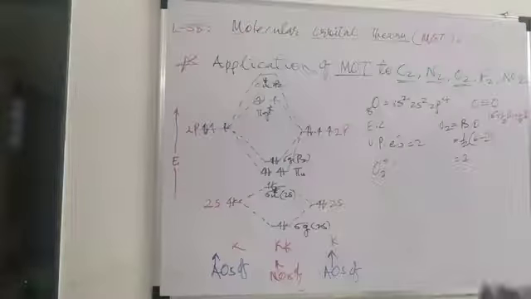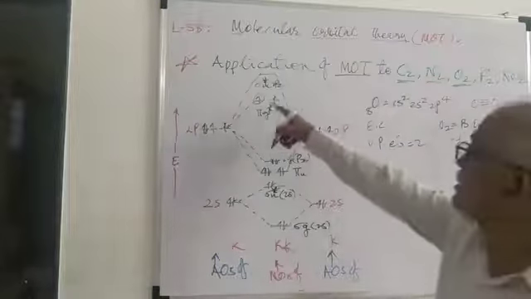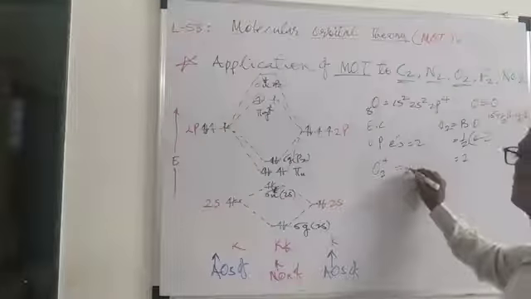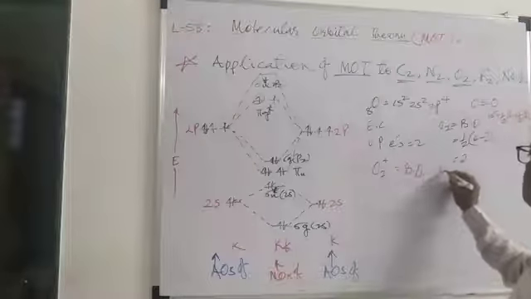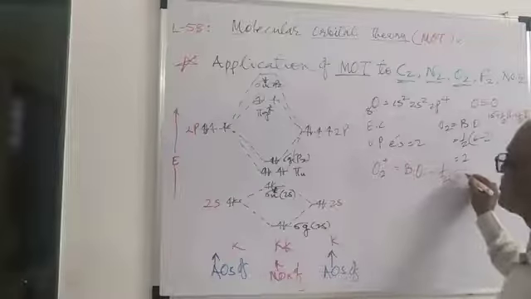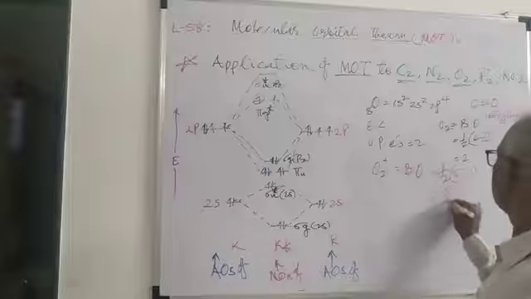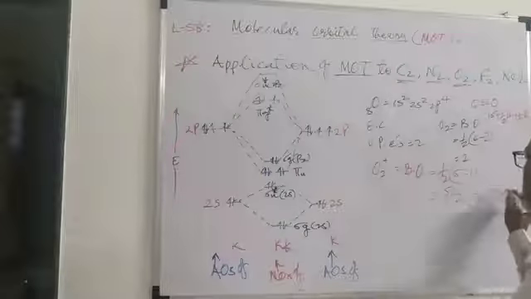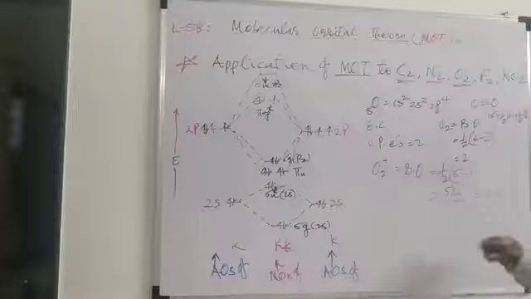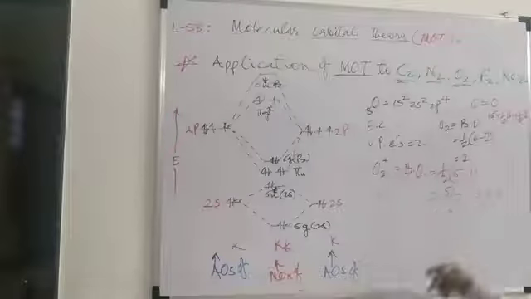Now in the formation of the O2 plus molecular ion, you will observe that with the removal of 1 electron, the bond order increases. You will see that 6 minus 1 electron. So this is 5 upon 2, means 2.5. Bond order is 2.5. So compared to O2, the bond order is increasing here.